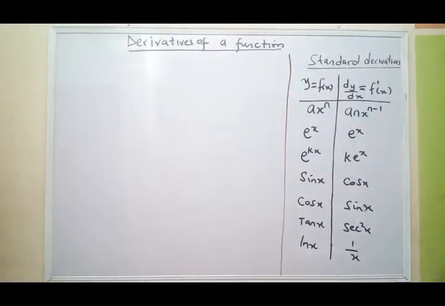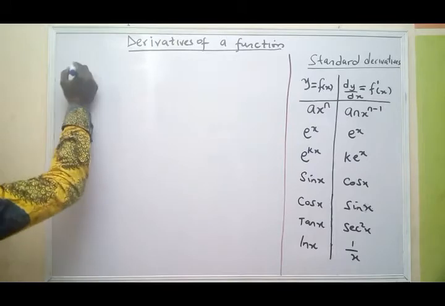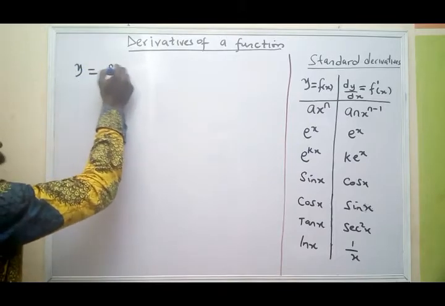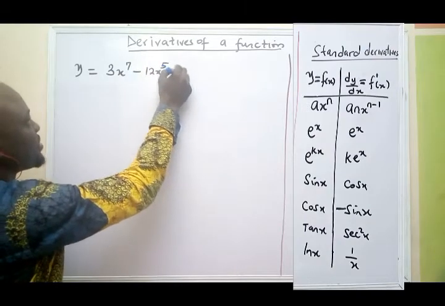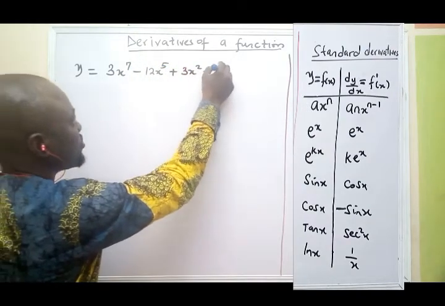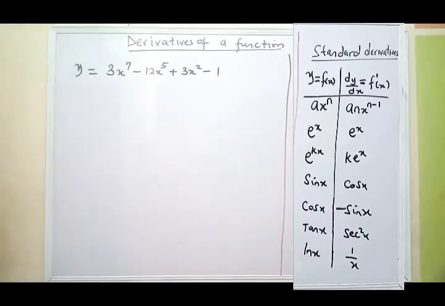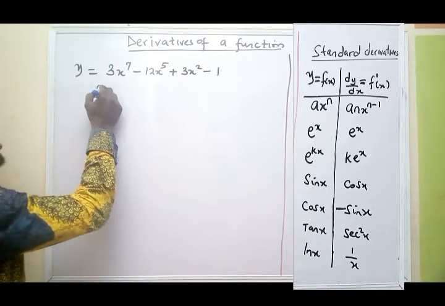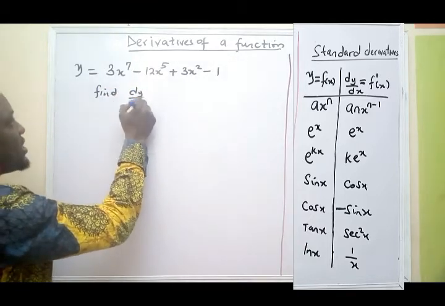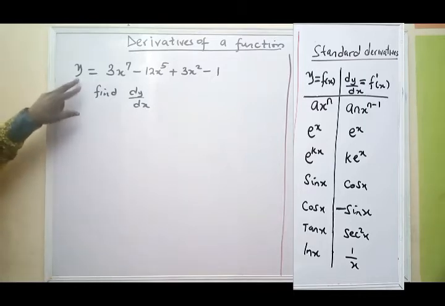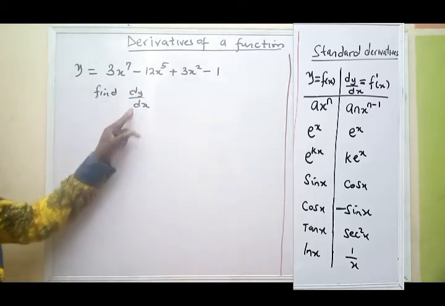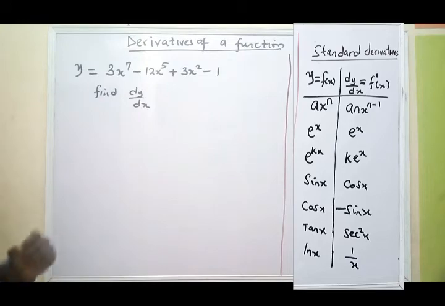So therefore, now let's assume we have y equals 3x raised to the power 7 minus 12x^5 plus 3x^2 minus 1. Now I want to find dy/dx. To find dy/dx means I want to get the first derivative, so I'm going to differentiate y with respect to x to get the derivative, which is dy/dx.